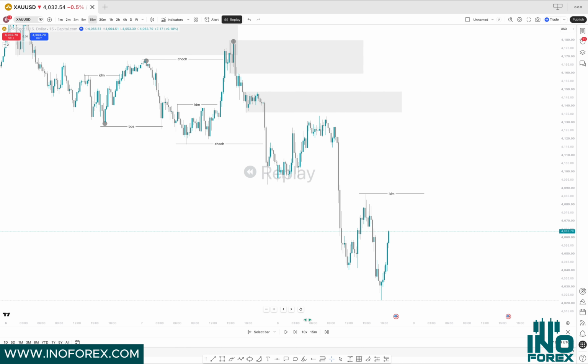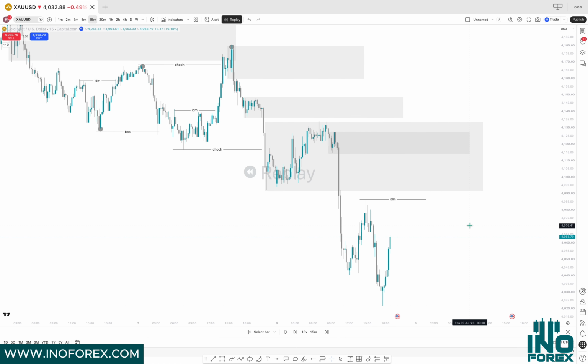So after inducement, here we have another unmitigated order flow, and this one is also order flow. So as you see, now we have three unmitigated order flow. So if market mitigate one of those order flow, we can plan to sell. We will wait a confirmation to take a trade. So let's see the next.